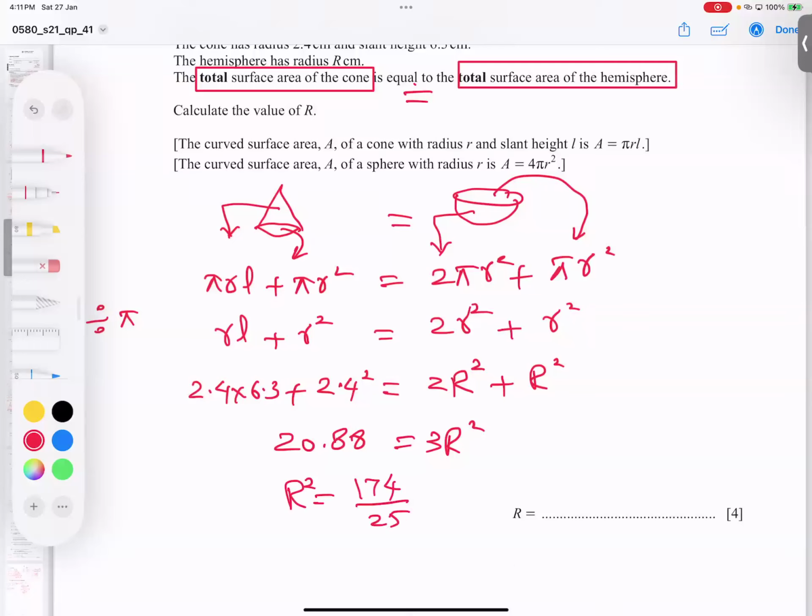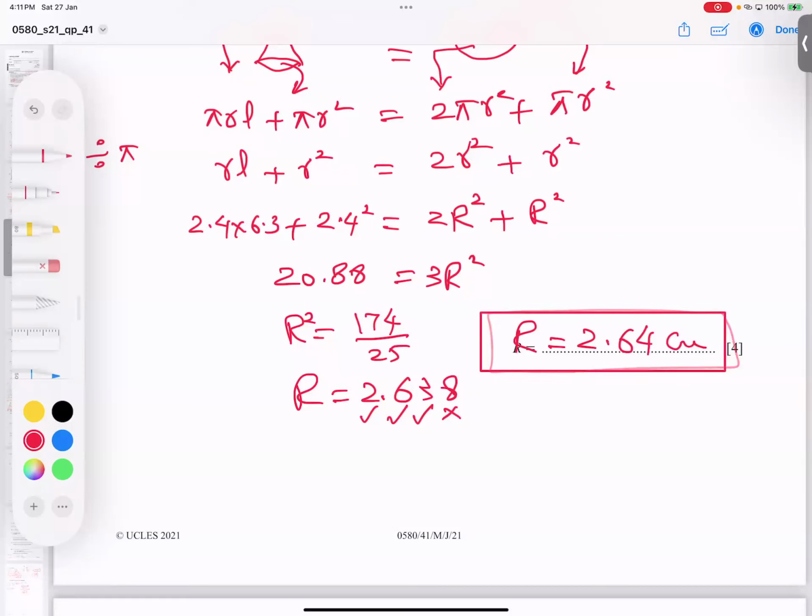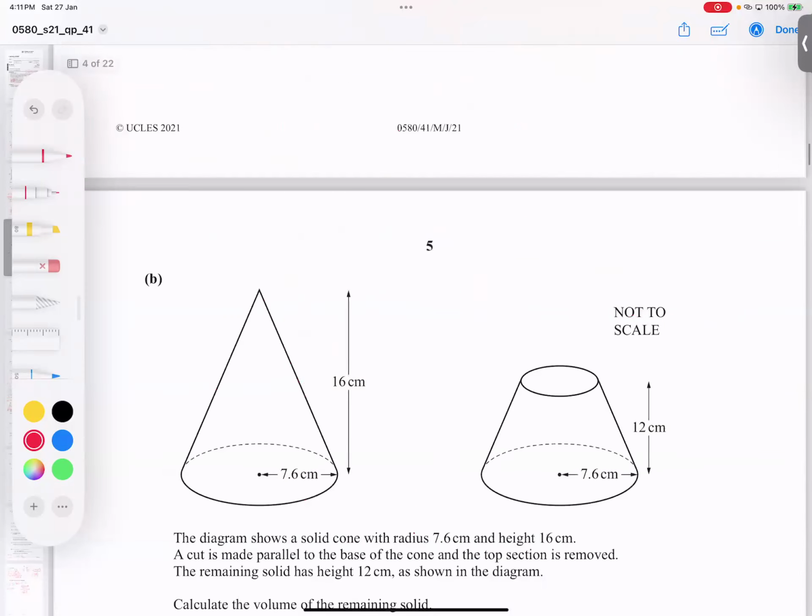If I take the root of the whole thing, I divide 174 by 25 and take the root of the whole. It is coming 2.638. And what is the rounding rule? If the digit is bigger than 4, then add 1. So Alhamdulillah Rabbil Alameen, the radius becomes 2.64 centimeters. First part is completely over.